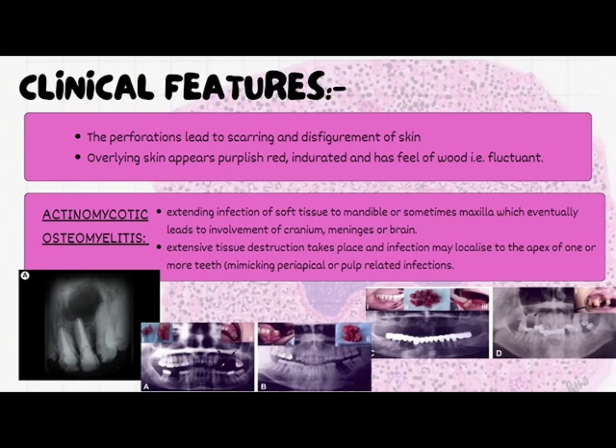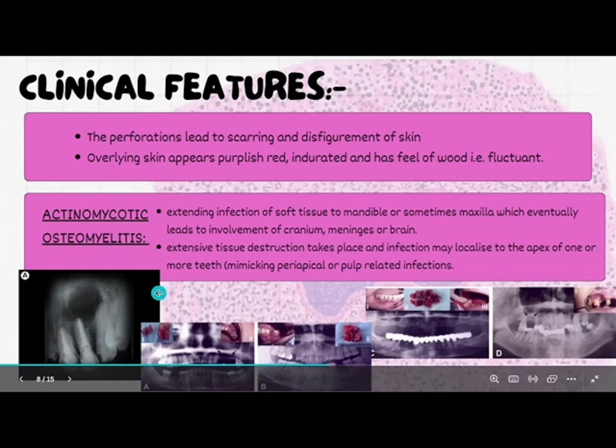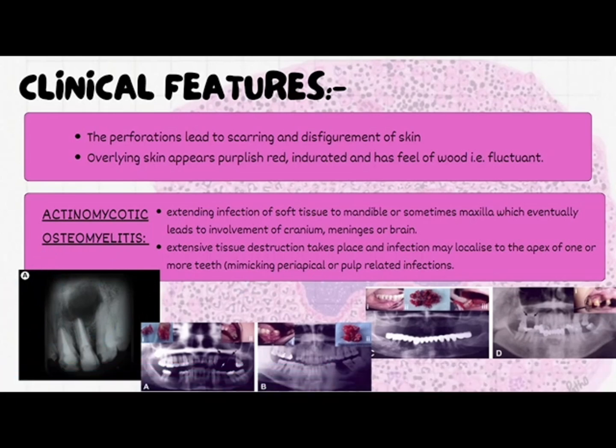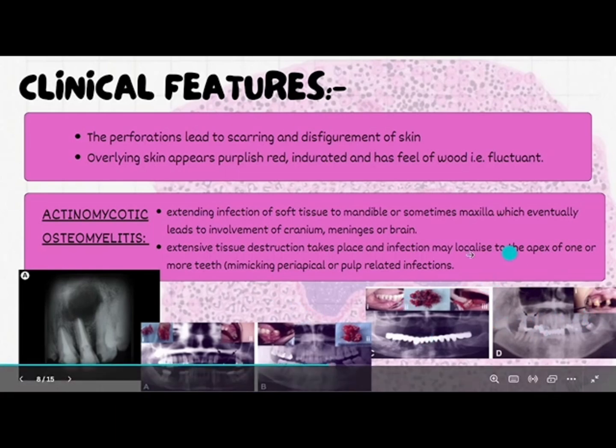the apex of one or more teeth, which mimics periapical or pulp related infection, as seen in this radiograph, where the lesion is confined near the root apex and mimics other pulp related infection like pulp granuloma, periapical granuloma, or periapical cyst, or radicular cyst, or dentigerous cyst, as seen in these pictures, where there are missing teeth also.